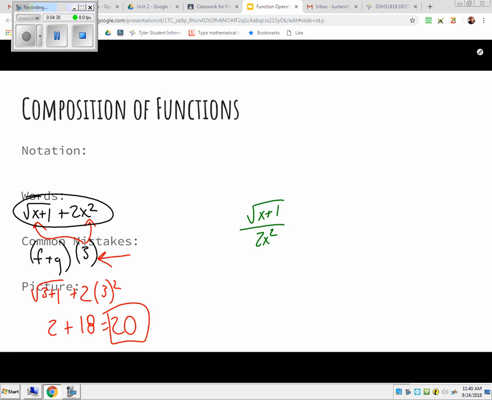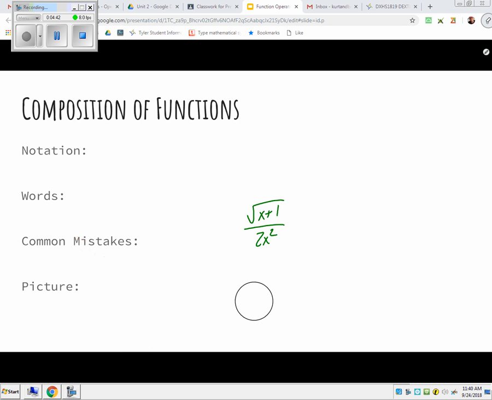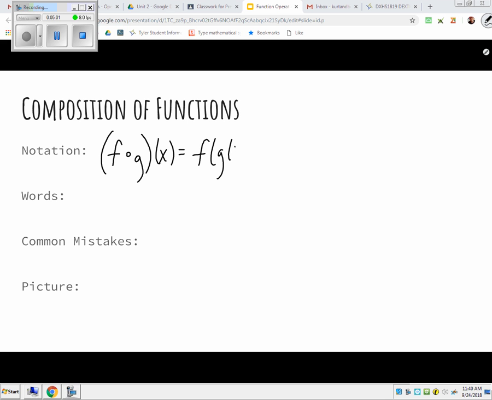The main event today is going to be composition of functions. So, on composition of functions, first off, the notation of this. It looks like it says f circle g right there. It's the multiplication sign not filled in. It's just a little circle. And so you might see it written like that, or you might see it written as f of g of x. And that's exactly what I'm saying.